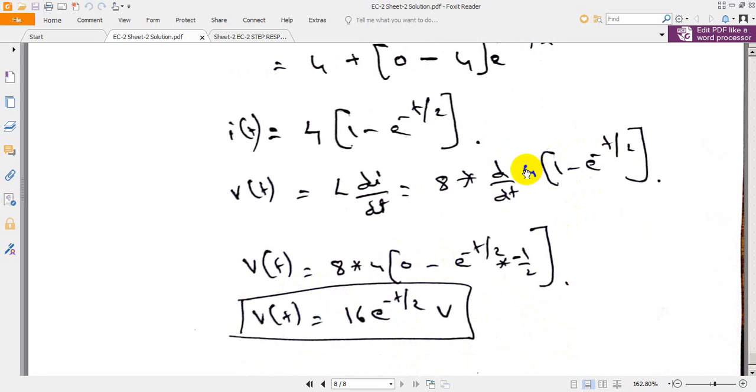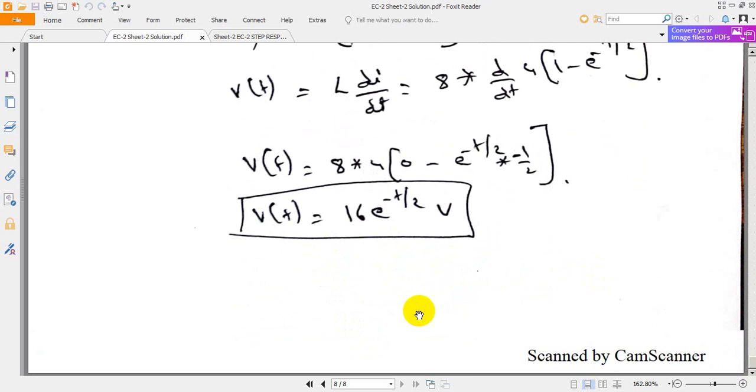When you differentiate this, the differentiation of 1 is a constant, 0, minus the differentiation of this, which is e power minus t by tau into minus 1 by 2. Minus minus cancel, so you will get plus. Here you have 8 into 4, 32, and 32 divided by 2 gives 16. So you will get 16 e power minus t by tau. With this we have finished the problem.